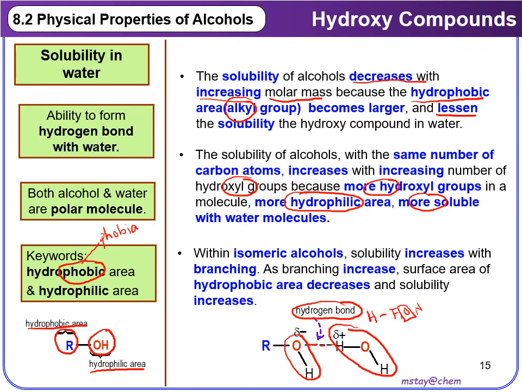If the alcohols have similar size but different branching, we will say that when the branching is increased, the contact surface area is going to decrease, and then the solubility will be increased.